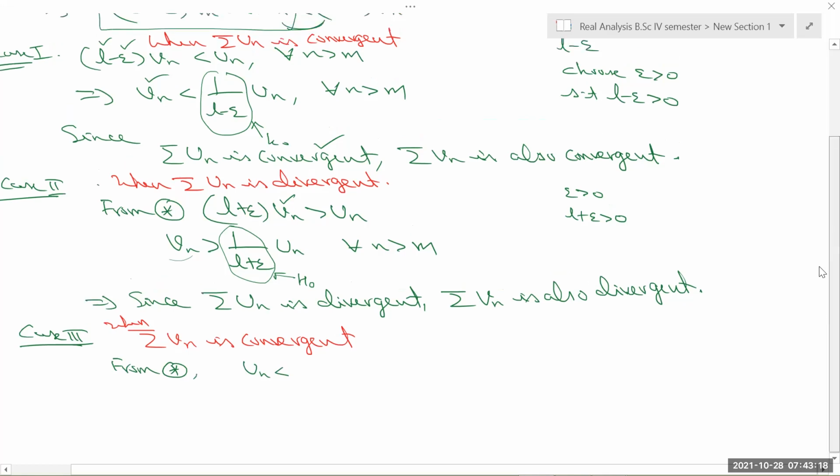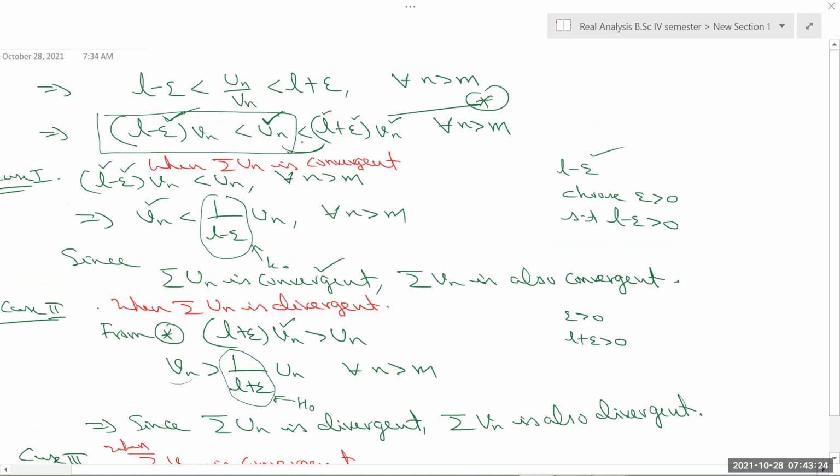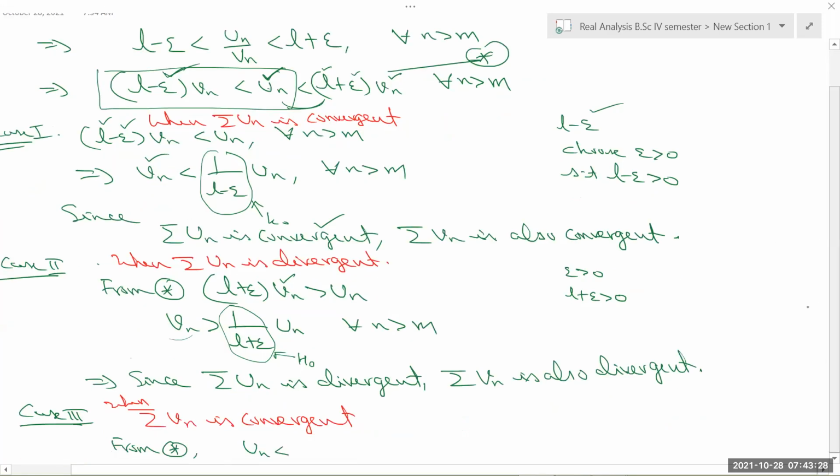un is less than some constant, say k times vn. So if this series converges, then un has to converge, because again the same will be true for its sequence of partial sum.